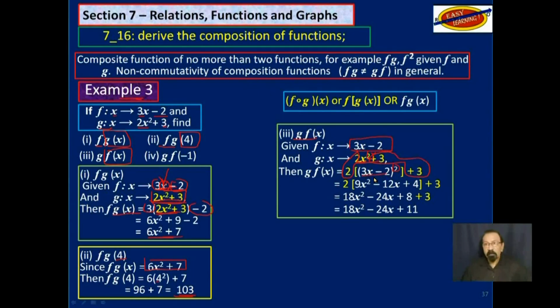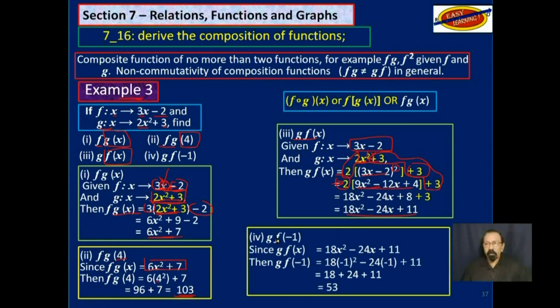So once we do that, we simplify. You expand the square. You still have this 2 here and this plus 3 in the back here. And you further simplify by multiplying everything in this bracket by 2. And you get this answer here, which is g of f of x. It's a composite function.